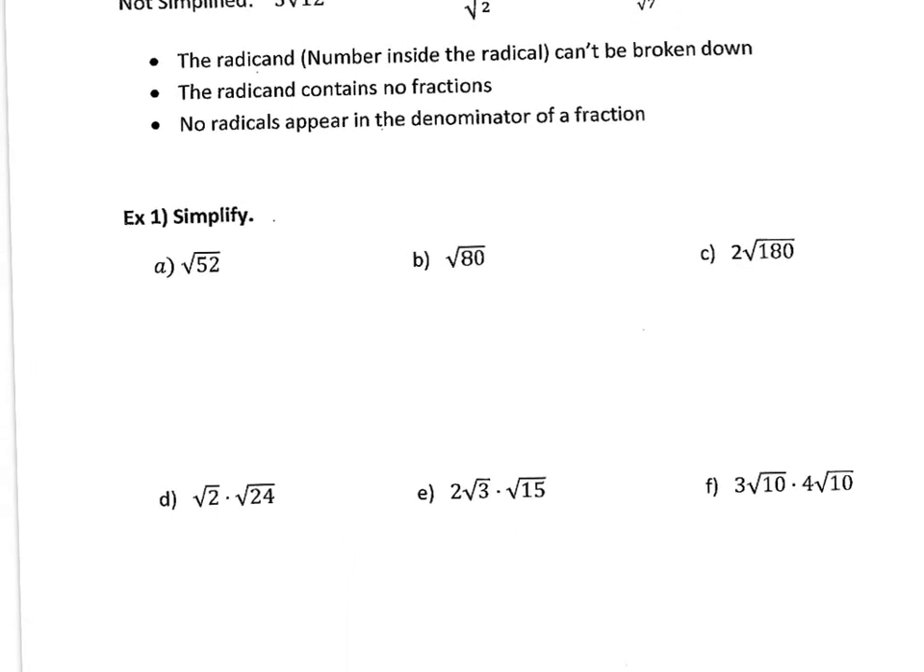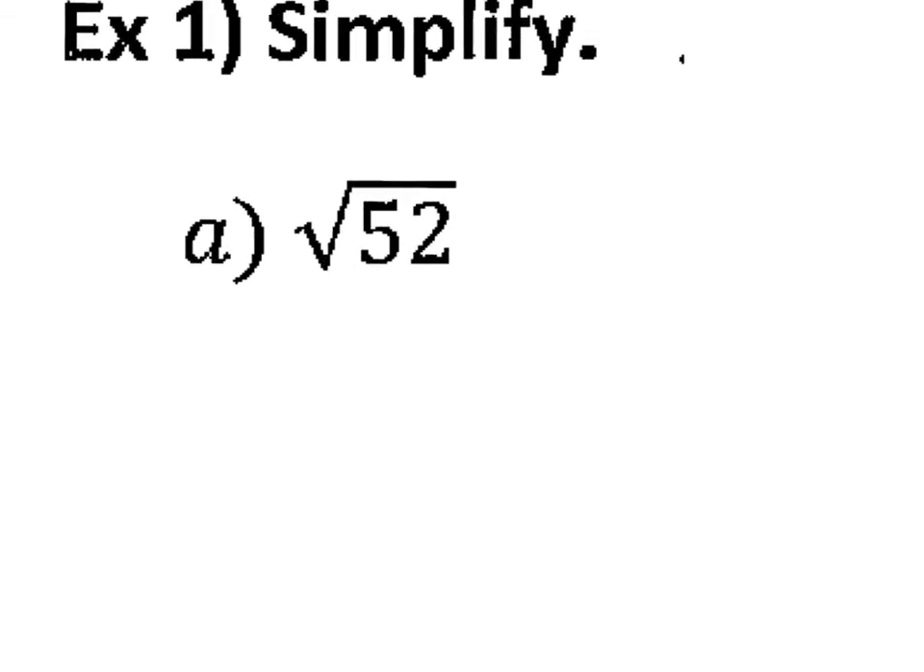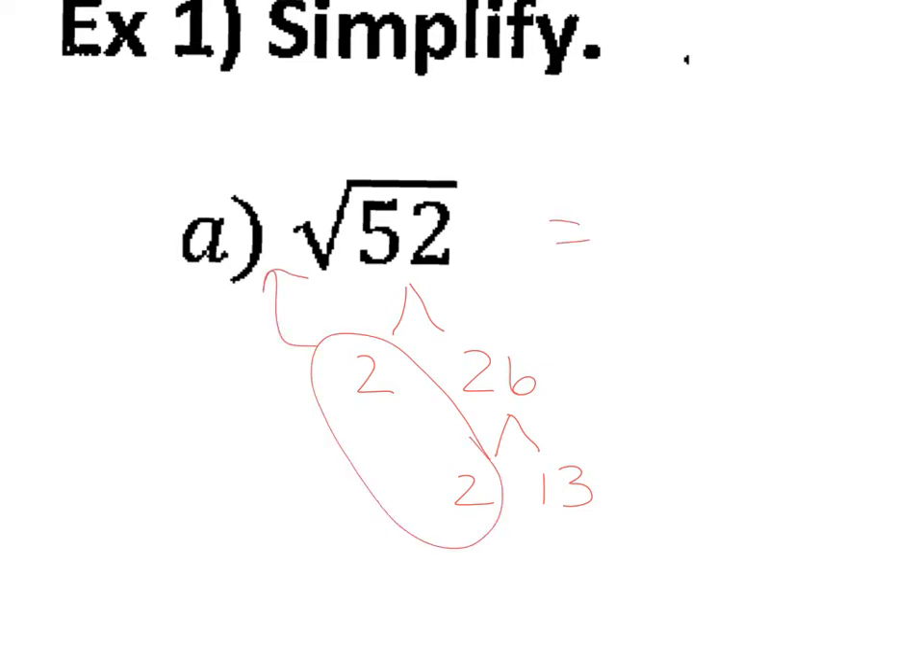So when we come down here, A and B are just kind of a review of what we had already been talking about in the last chapter. And so we would start by breaking this down, and this would become 2 and 26, and then we would get 2 and 13, and then we'd pair them up and move them out. So in this case, we would get 2 radical 13 or 2 root 13. Doesn't matter if I say square root or radical, those are interchangeable.